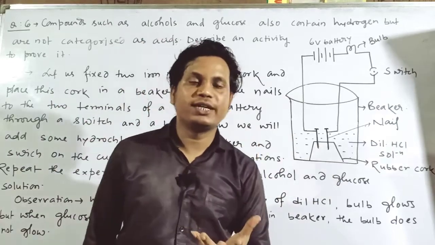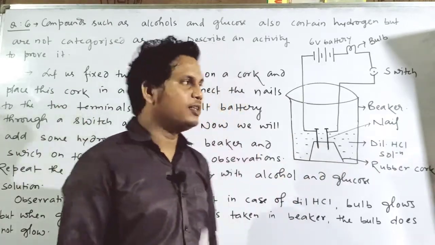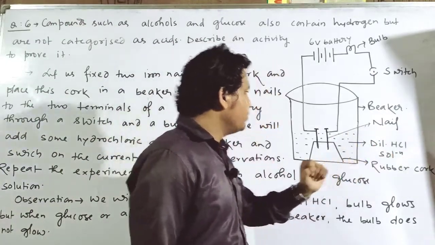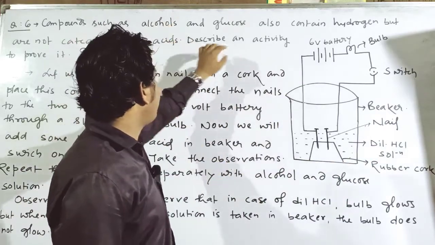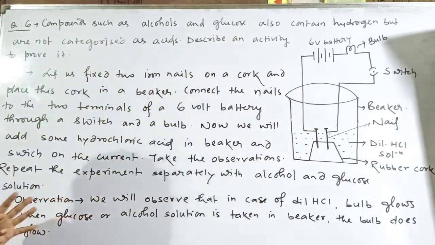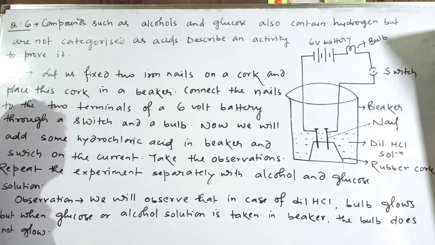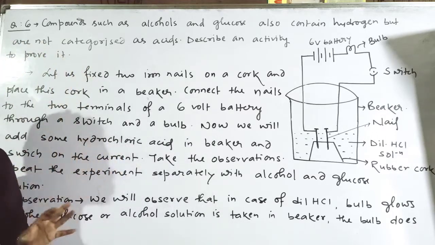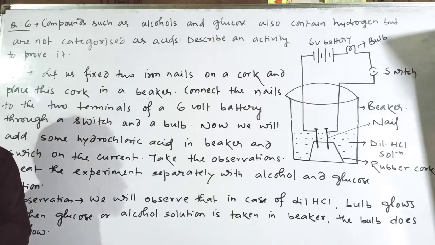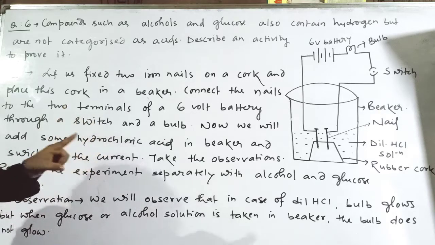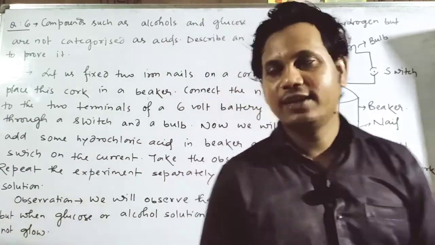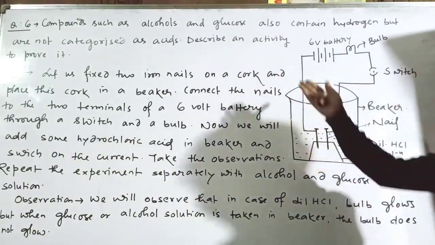So due to the presence of ions, they conduct electricity. This we have also written in the in-text question in the previous video. And if we take, in place of dilute hydrochloric acid, a solution of alcohol and glucose, then it is seen that the bulb does not glow. So this activity proved that alcohol and glucose contain hydrogen, but they are not considered as acid. Why? Because they do not give H plus ion in water, so they do not conduct electricity.